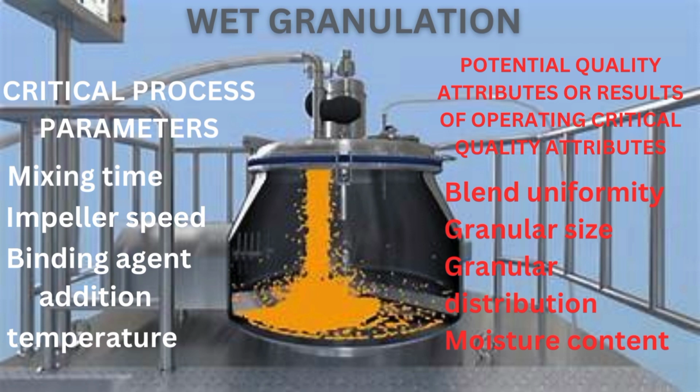Here, due to mixing time, impeller speed, binding agent addition and temperature, we will get the blending uniformity, the size of the granules, the distribution of granules, and the moisture content of the granules. All these results are the impacts obtained due to the critical process parameters. The mixing time and the impeller speed will decide the blending uniformity and granular size, the binding agent decides the granular distribution, and the temperature decides the moisture content.